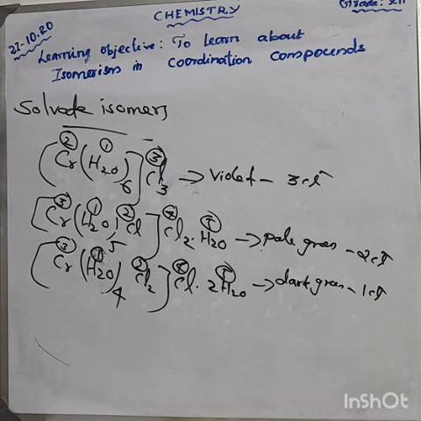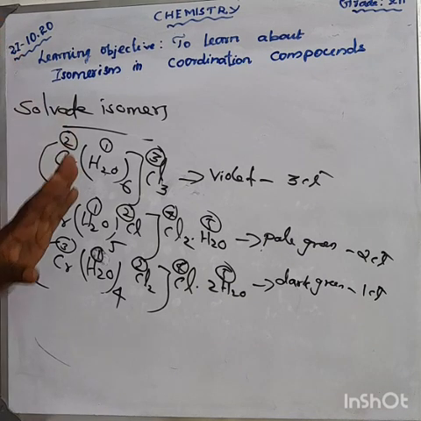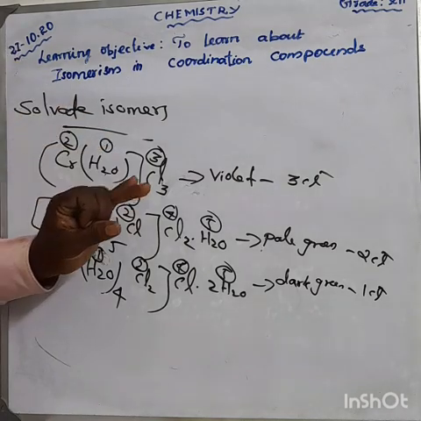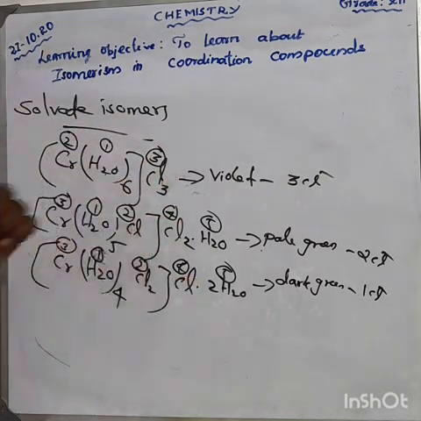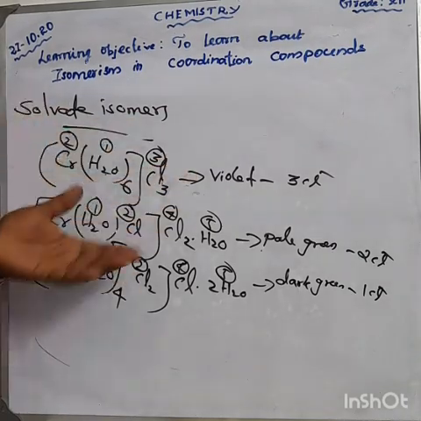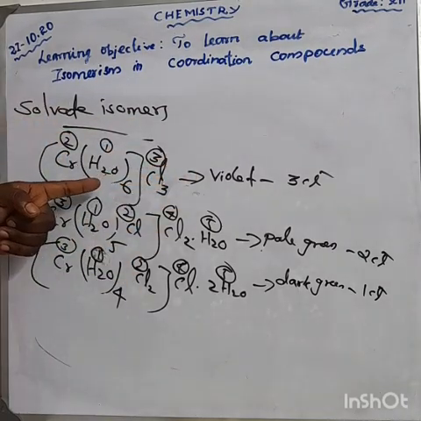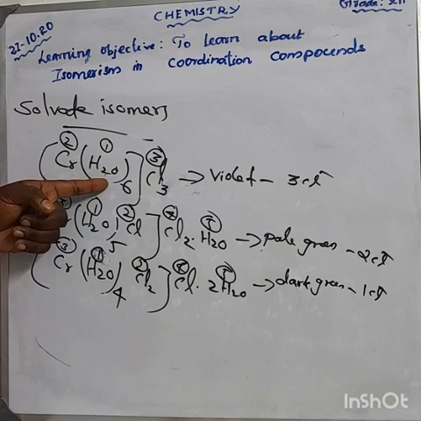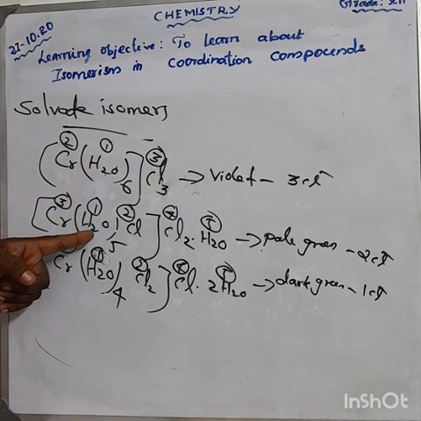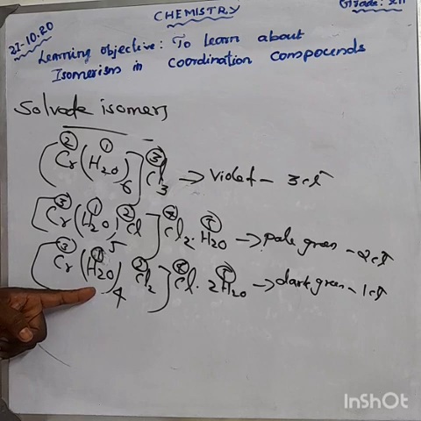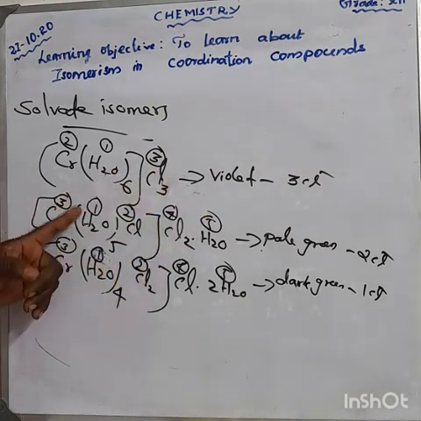About the definition. How can we say the definition? The exchange of free solvent molecules. Solvent means water molecules. Here the water molecules are exchanged, because the first one has 6 water molecules, the second one has only 5, and the third one has only 4. So, the exchange of water molecules, clear?